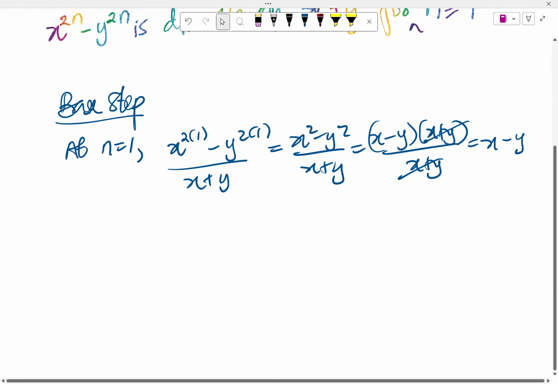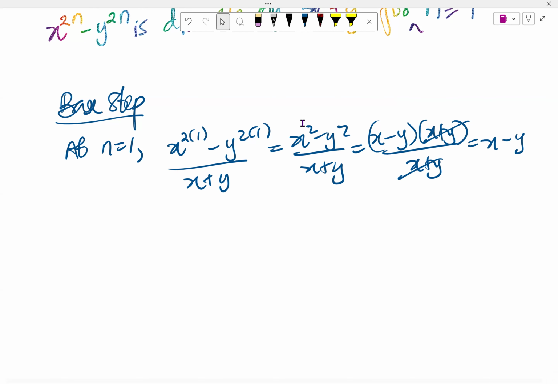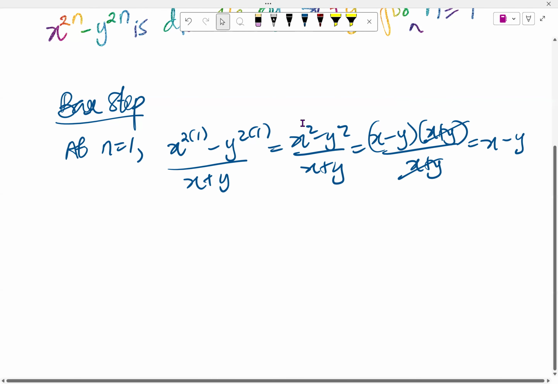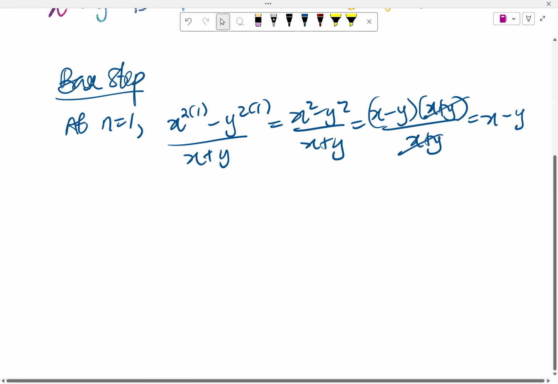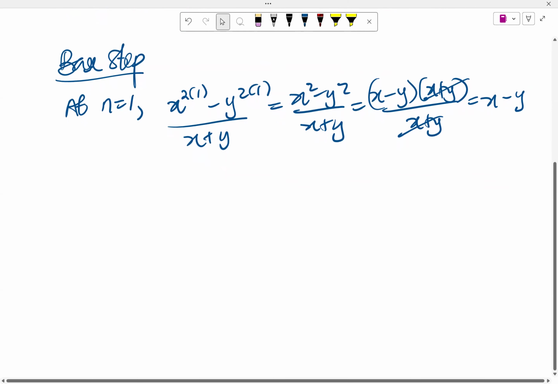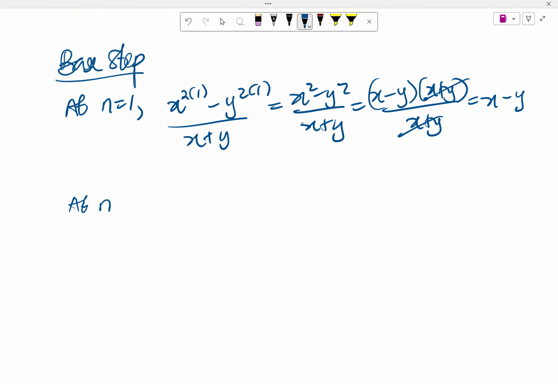And of course, we can take it further, to say at n equals 2, we also get the same thing. But of course, we don't need more than n equals 1. Okay, let me just do this. So at n equals 2, it means you have x raised to power 2 into 2 minus y raised to power 2 into 2 all over x plus y.